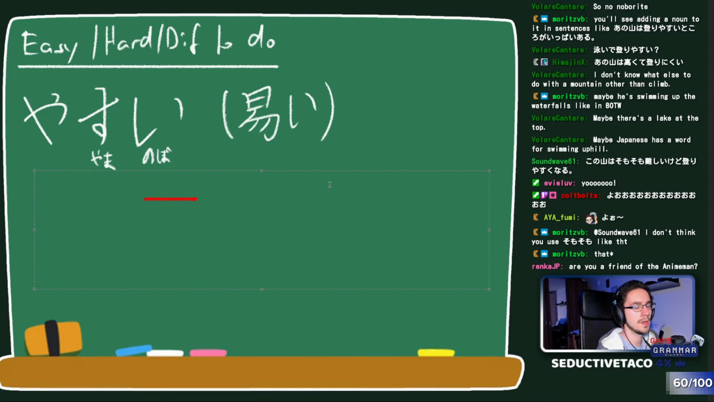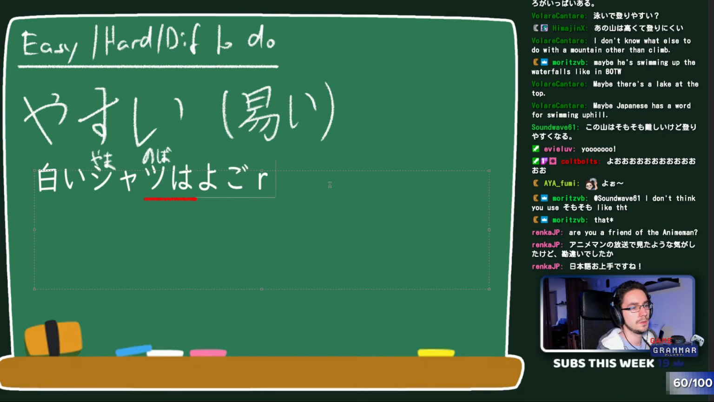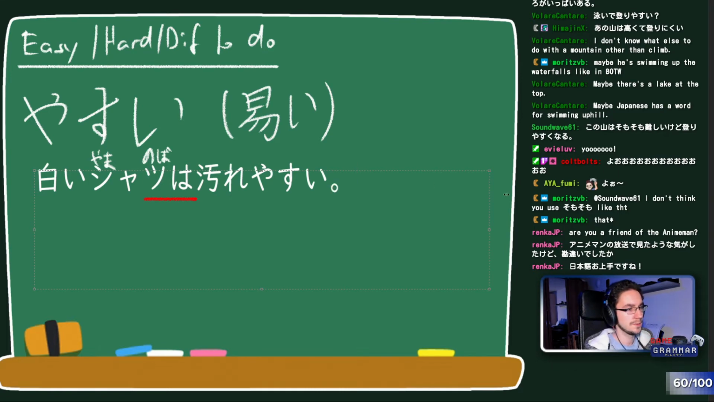Shiroi. So, oh, this is another sentence that would be good. アニメマンの放送で見たような気がしたけど勘違いでしたか。やはりそうなのではないでしょうかね。I think that would be the case indeed. 白いシャツは汚れやすい. This is another example.